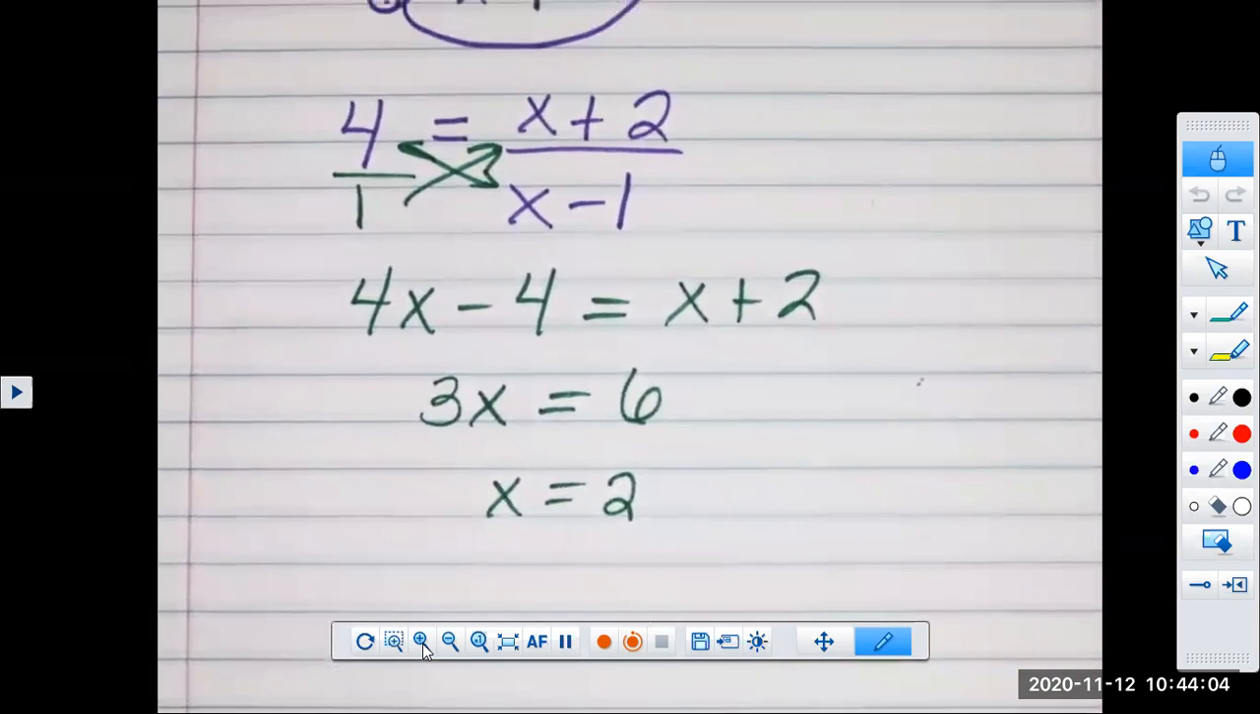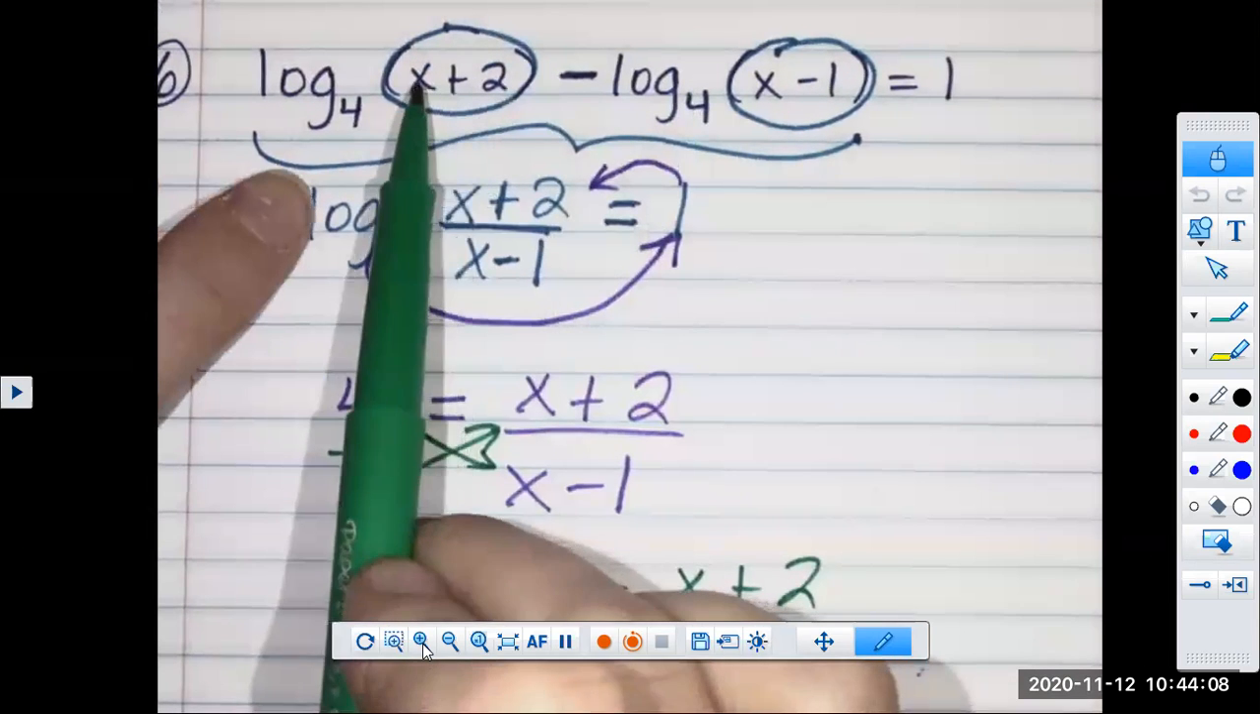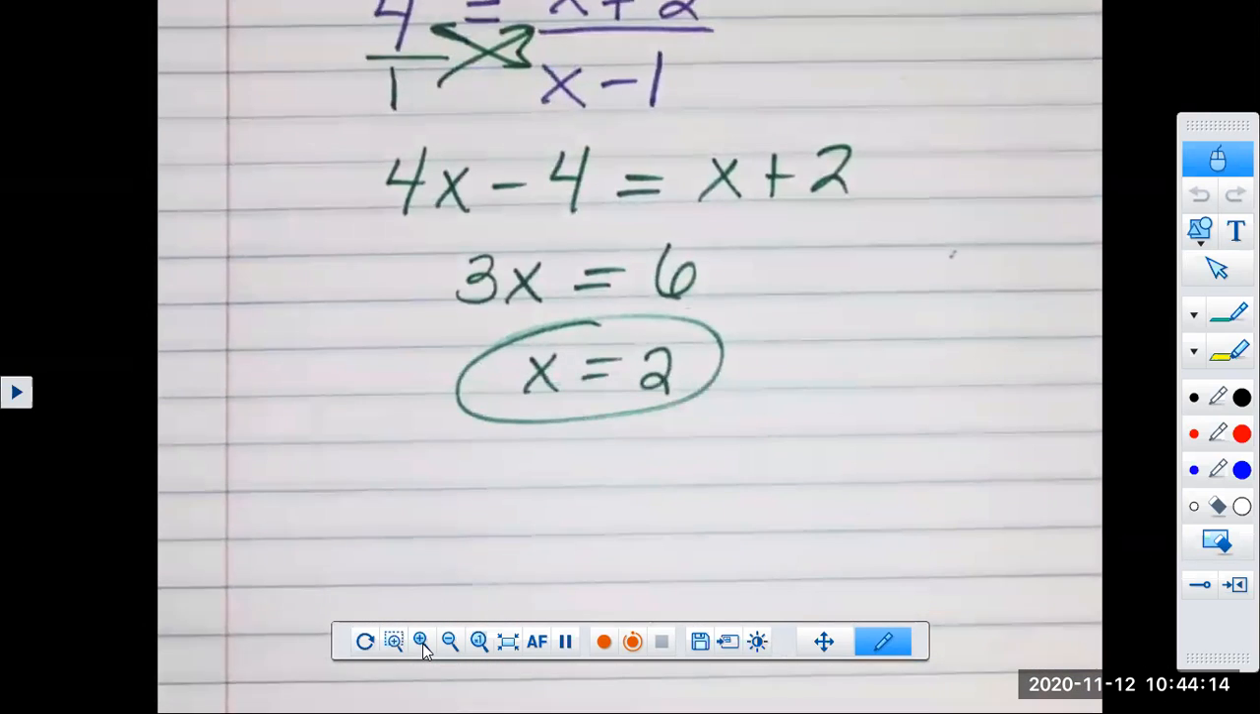Okay, when you go back up and check that value, just simply plug 2 in both cases. 2 plus 2, 2 minus 1. It works. It's going to give you a positive value.